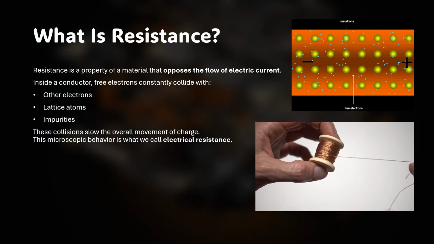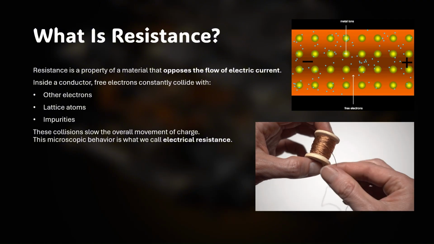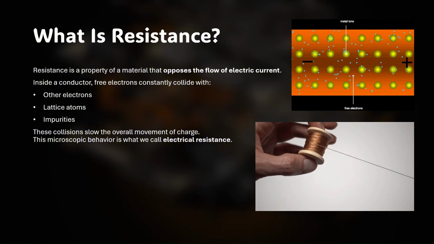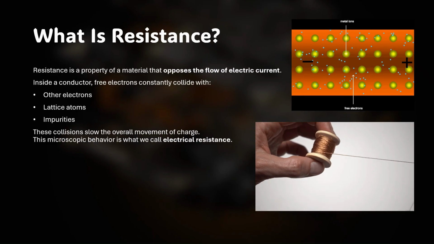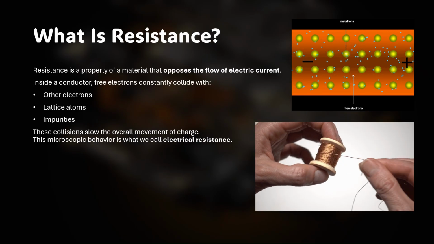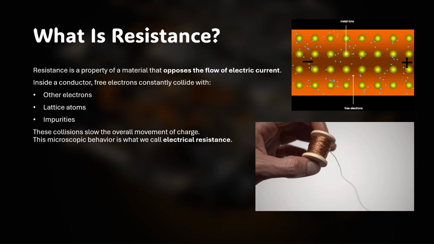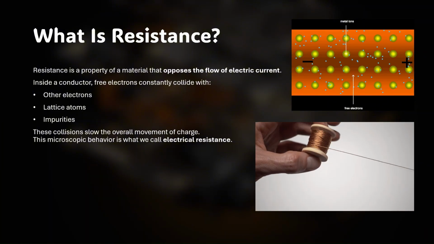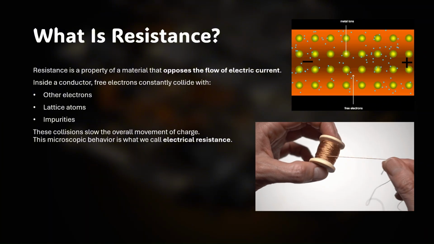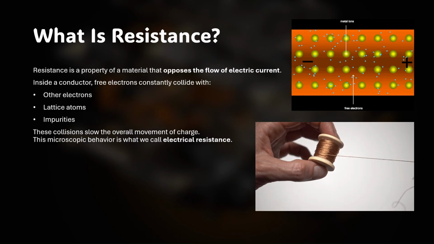Inside the wire, electrons are not moving smoothly like cars on an empty highway. Instead, they constantly collide with atoms in the crystal lattice, impurities, and even other electrons. These collisions limit how easily electrons can move forward. This microscopic opposition to motion is what we experience macroscopically as electrical resistance.